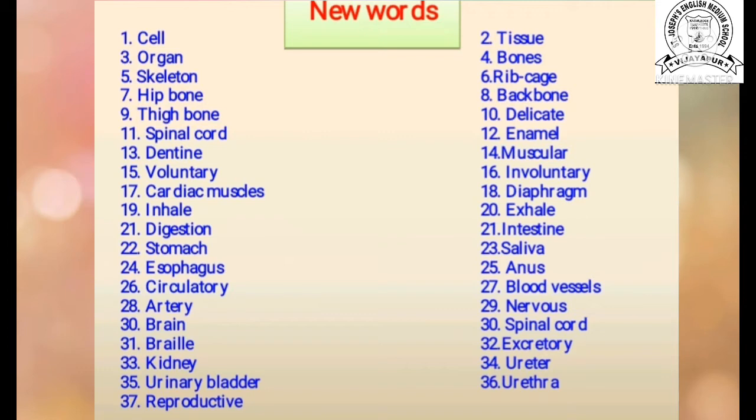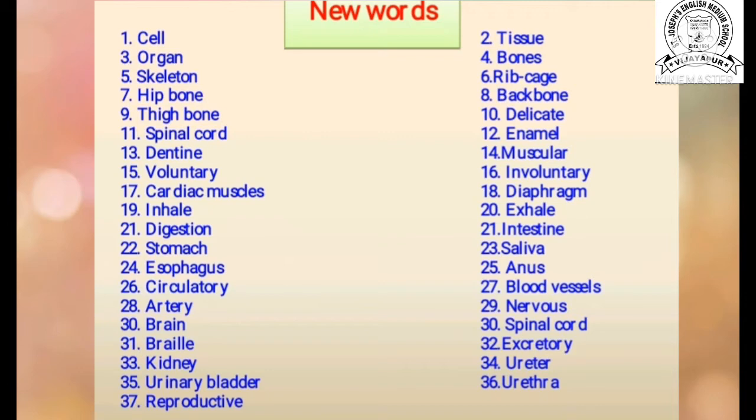Now the ninth one is the thigh bone. Thigh bone is present in the legs. It is also one of the parts of the skeleton system. 10th one, delicate. Delicate means very protective, or delicate means very soft. But in this lesson you can consider delicate to mean very important or very careful organs.